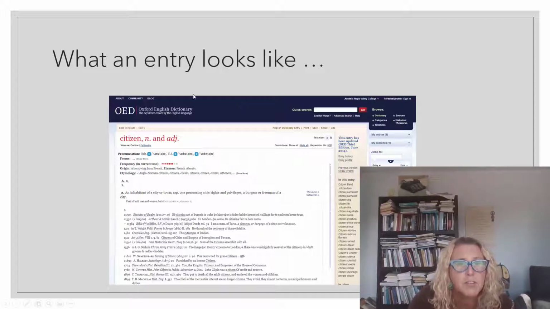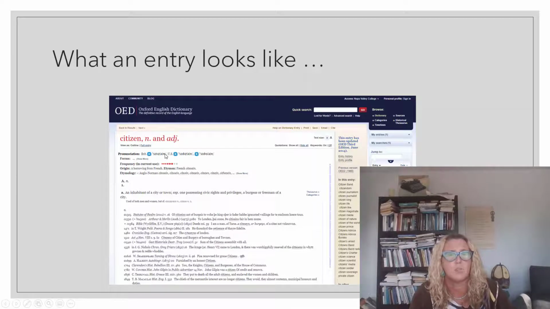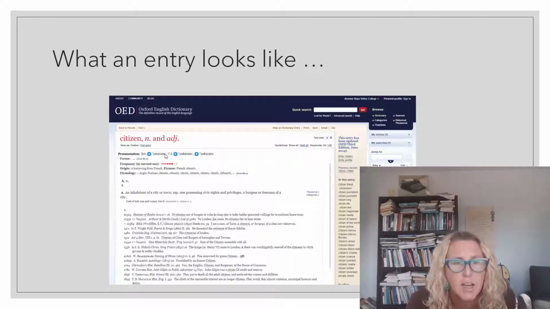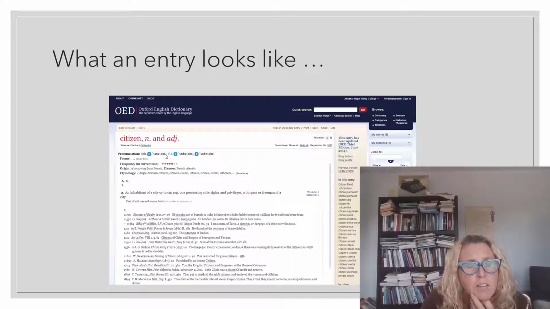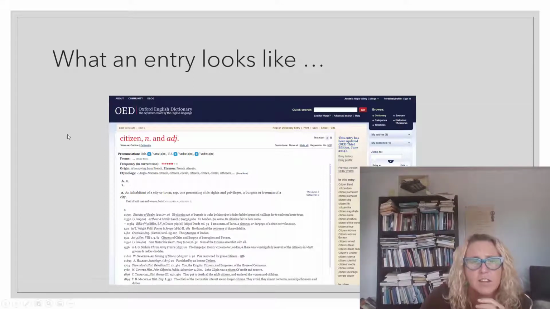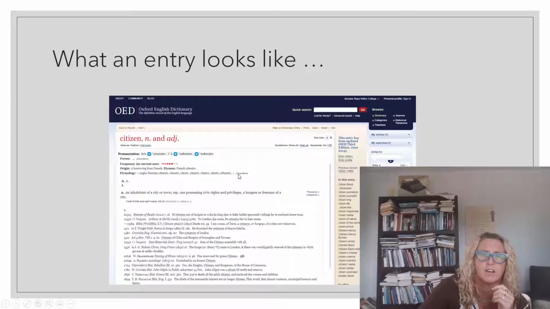And you can see that there's pronunciation here. This is a British pronunciation, a US pronunciation, and this is telling you how to say it using these symbols. And also you can see the stress is at the beginning of citizen. The origin is it's borrowed from French. The etymology is it's from Anglo-Norman, and it's all these different words. You can click on this little button here for show more if you're interested in all that.